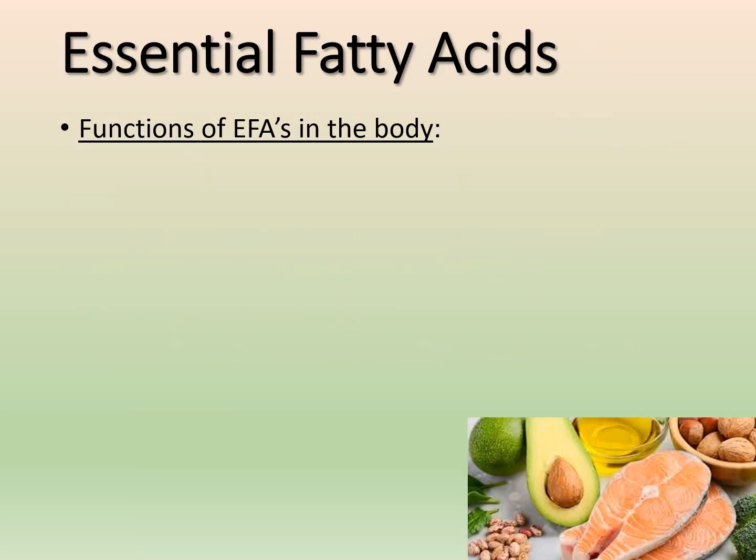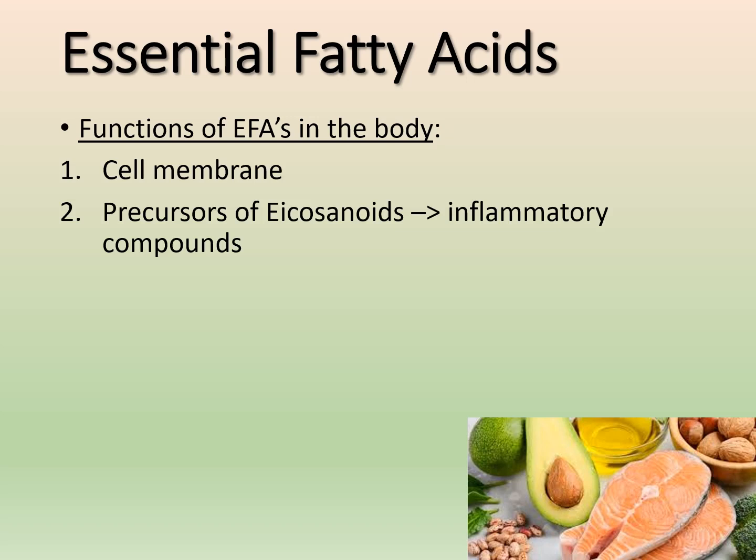So why do we need essential fatty acids, right? We don't make them, we need them in our diet. What are the functions of them in the body? Well, we require them in our cell membrane, just like a lot of fatty acids and fats. They also are precursors for eicosanoids. Eicosanoids are inflammatory compounds, so essentially our inflammatory pathway requires these eicosanoids. We don't need to go into detail of the inflammatory pathway, but if you want to look it up, you're totally welcome to.